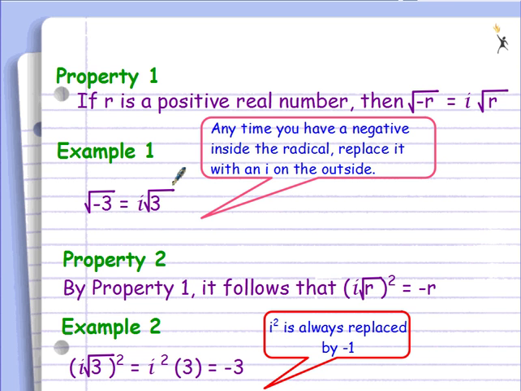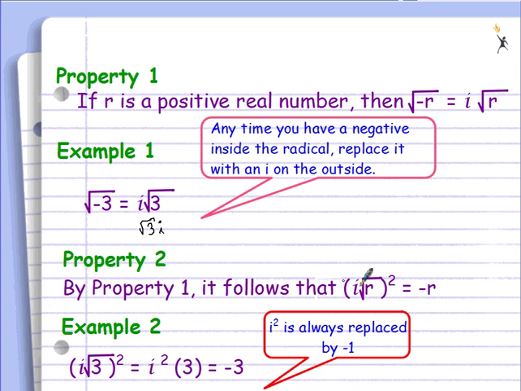One of them is a property that I just told you. If r is a positive real number, then the square root of negative r is i times the square root of r. Basically, anytime you have a negative inside the radical, replace it with an i on the outside. So if I asked you what's the square root of negative 3, you would tell me i square root of 3, or square root of 3 i. It doesn't really matter where you put the i, because it's still being multiplied.